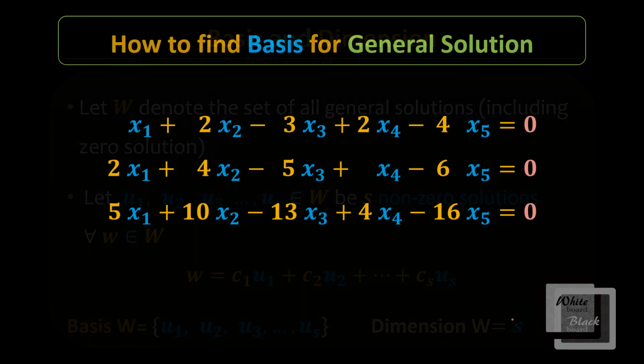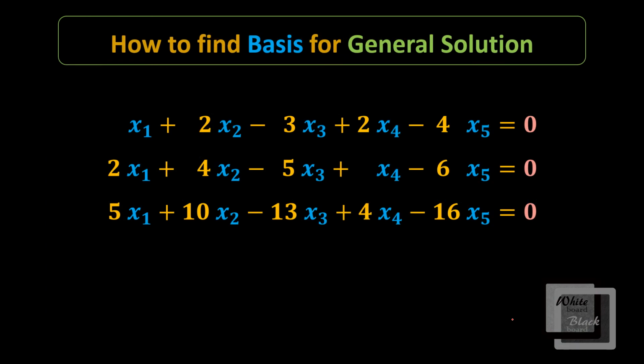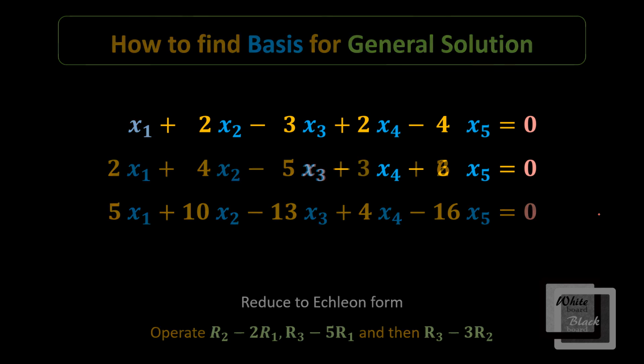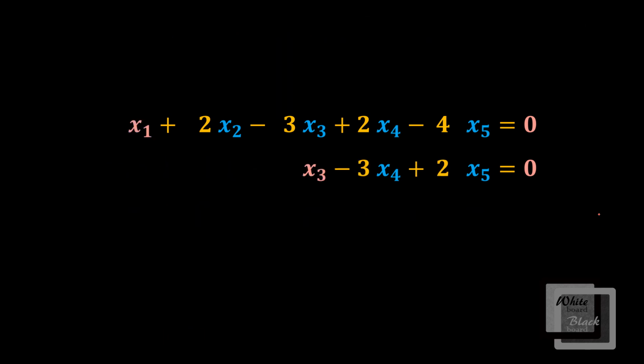Let us solve with the help of an example. Here you have a system of homogeneous linear equations consisting of 5 unknowns and 3 equations. Now you can see that the number of equations is less than the number of unknowns. That means we have a non-zero solution. First of all, we will reduce this system of linear equations to echelon form. The echelon form will be x1 plus 2x2 minus 3x3 plus 2x4 minus 4x5.